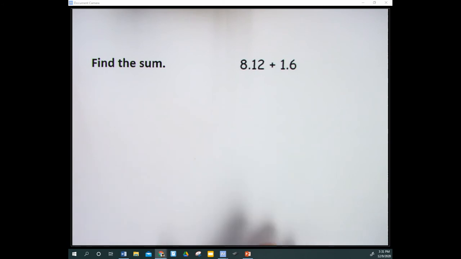Okay, try this one out. What is the sum of 8 and 12 hundredths plus 1 and 6 tenths?